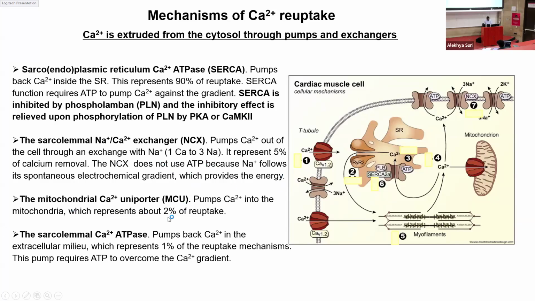repolarization. And 2% of the calcium is taken up by the mitochondria using the mitochondrial calcium uniporter, and the calcium will speed up the ATP synthesis. So the calcium will activate several enzymes involved in oxidative phosphorylation, and thereby it will increase the ATP production. And 1% of the calcium is removed by the plasma membrane calcium ATPase, also called the sarcolemmal calcium ATPase. That's how it removes almost all the calcium from the cytoplasm during muscle relaxation.